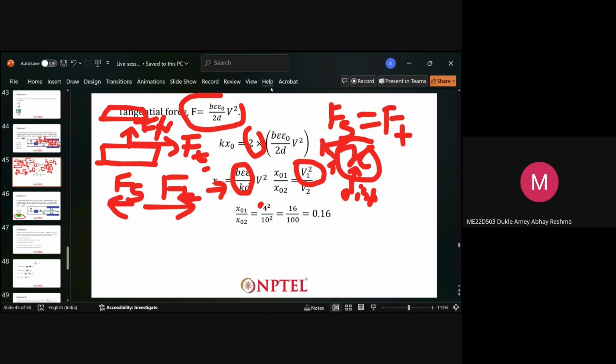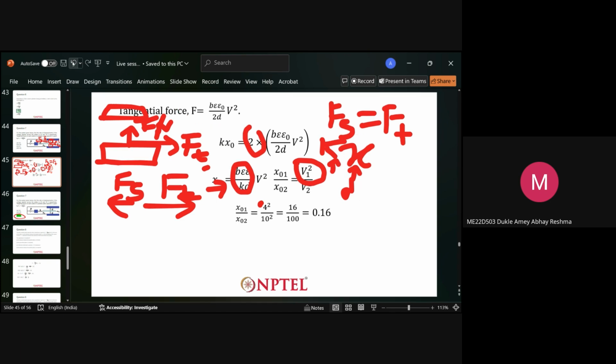We substitute everything here, and we get the relation between the displacement and the voltage. The displacement is x, and the entire thing, V epsilon naught k by d, is a constant. So what we found out is that the displacement is proportional to the square of the voltage. That is what we found out.